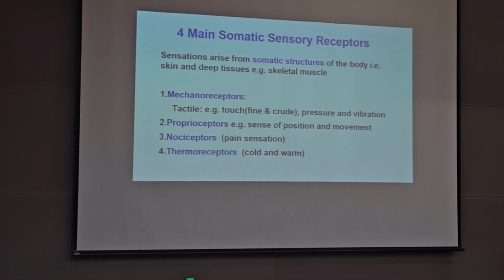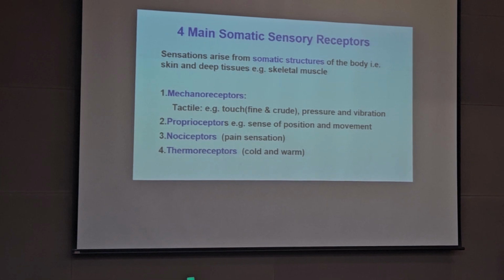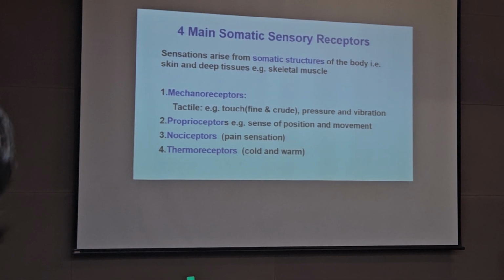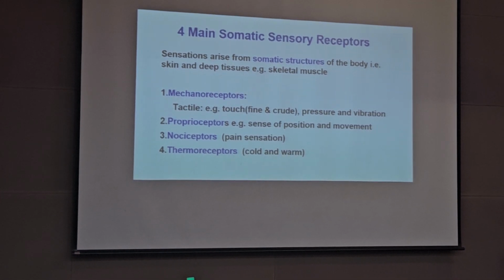Then you have the main somatosensory area. Receptors: mechanoreceptor, proprioceptor, nociceptor, and thermoreceptor. Whatever you learn more, like classification, don't worry about that. But these four you need to know. Four main types of receptor.